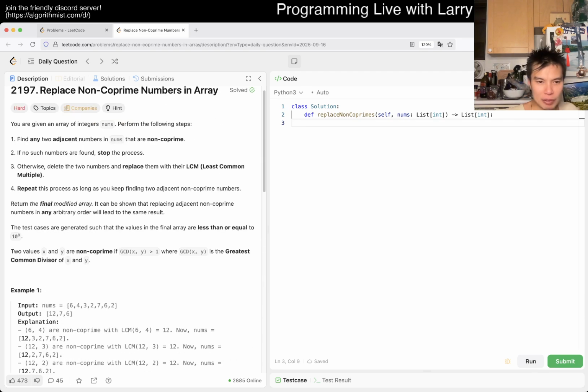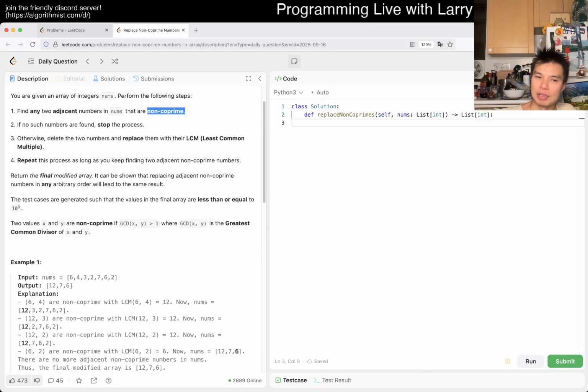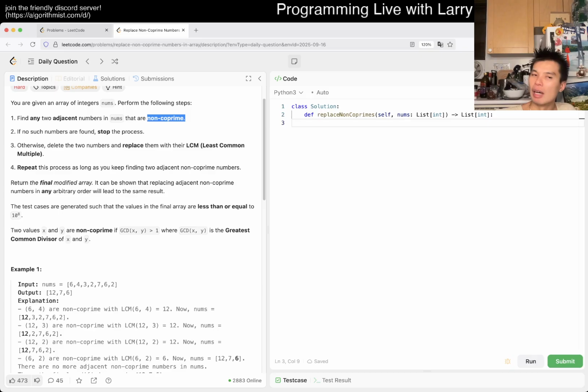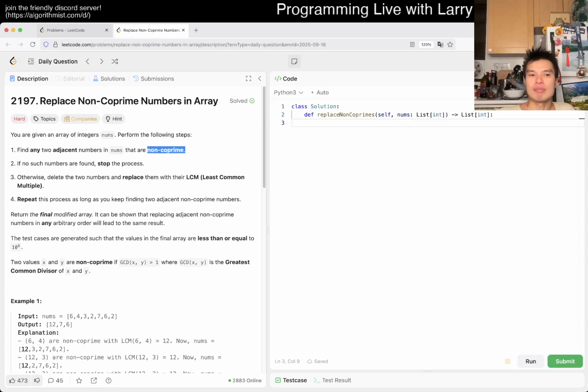Okay, so let's see what coprime means, with the GCD. Wait, are they coprime or non? Oh, they're non-coprime. Okay, so that means that if two numbers are relatively prime, then we don't do anything. So what does it mean for numbers to be non-coprime? It means that it shares divisors with another number, right? That's basically another way of saying it, because the GCD of the two numbers is greater than one, right?